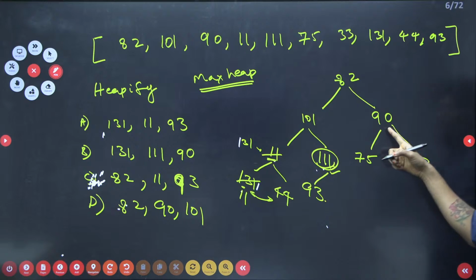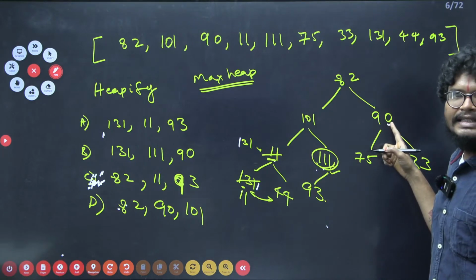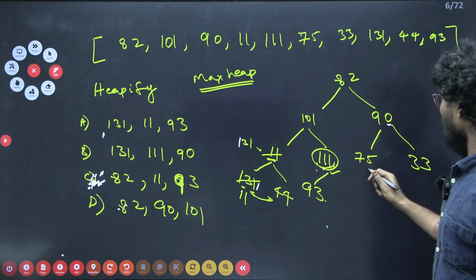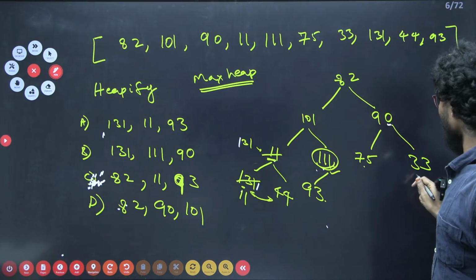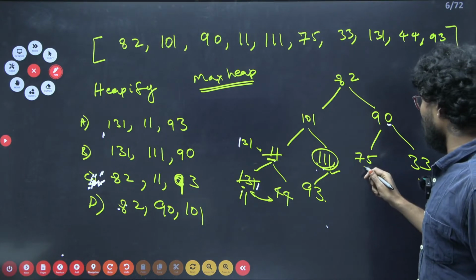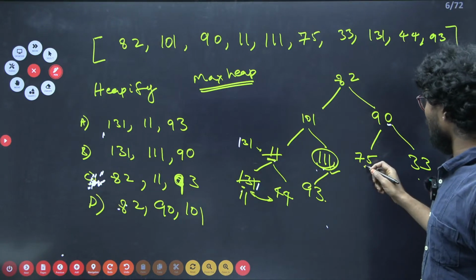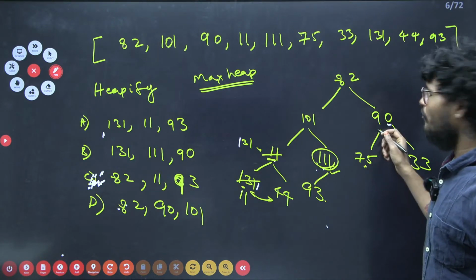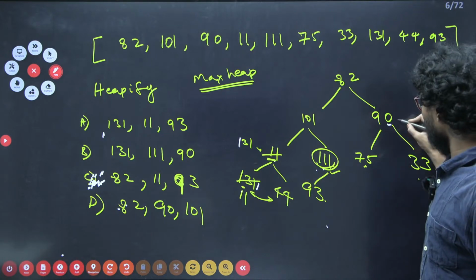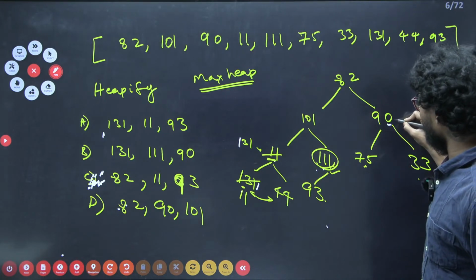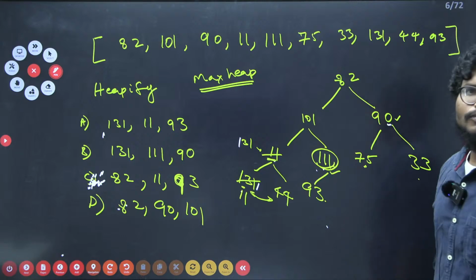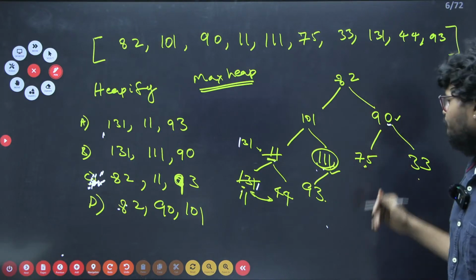And then the next non-leaf node is 90. So let us heapify here. So we have two children here, 75 and 33. The larger one among children is 75. Therefore, now we compare 75 with 90. So if you see here, 90 is the greater element and it is already the parent. So it is already in max heap form.